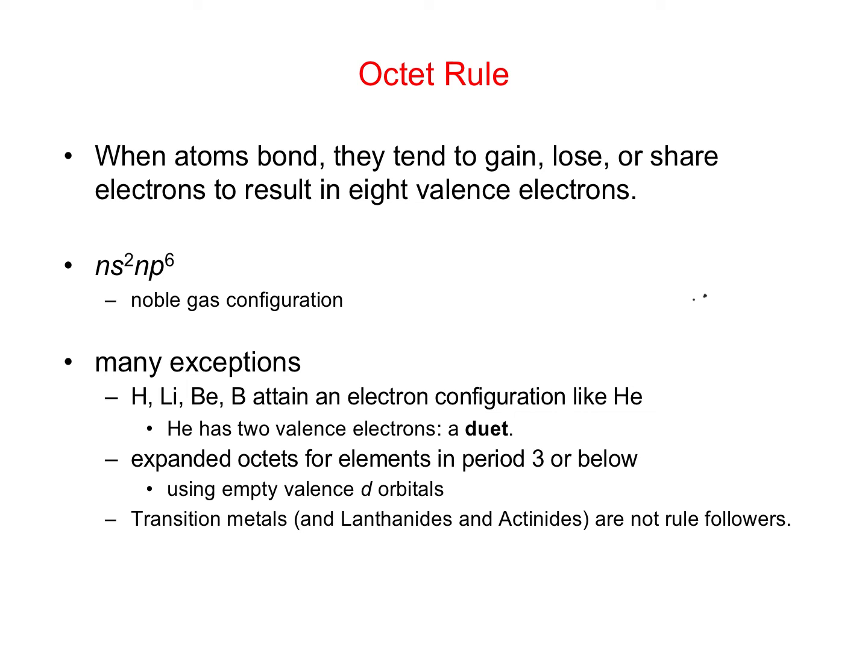And then when I first mentioned the octet rule, I said this largely applies to main groups, so the S and the P block. Transition metals, and for that matter, lanthanides and actinides, don't obey the octet rule. But for a lot of compounds that we're going to look at, the octet rule is very important and useful.